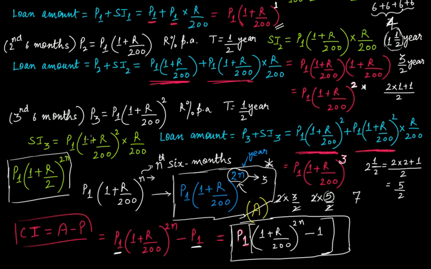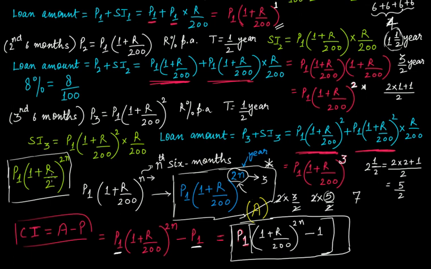Let's say that in the question you are given 8%. 8% means 8 by 100, right? Now, if you use this formula, this one, you have to simply put 8 here and you'll get the answer. If you are using this formula, then you'll have to put r as 8 by 100. When you put r as 8 by 100, you'll get 8 by 200. You'll get the same answer.